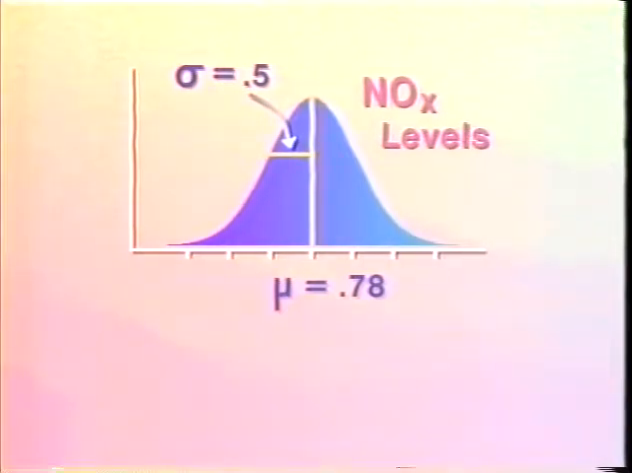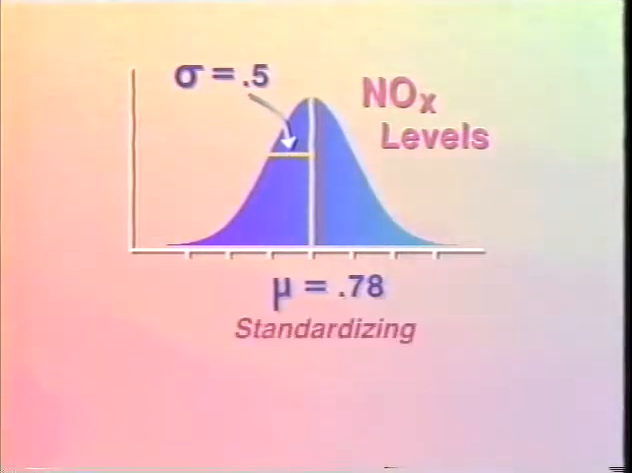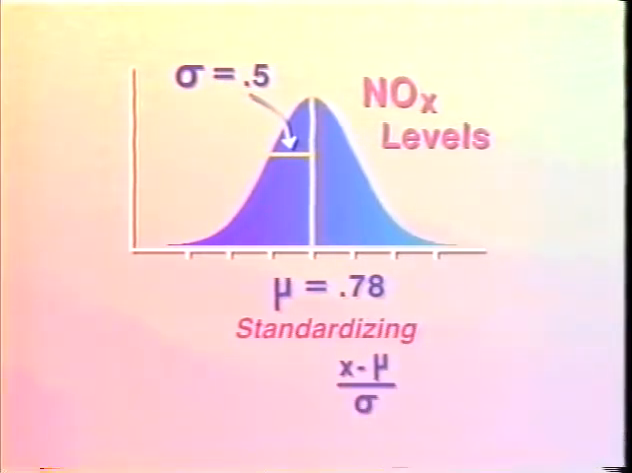Now, areas under this curve show us the percentage of observations falling in a given range. We're now going to see how to find these percentages exactly by standardizing. This means describing the measurements in terms of standard deviations away from the mean. We standardize our measurements by taking each value x, subtracting the mean, mu, and dividing by the standard deviation, sigma. The result is the standardized measurement, which we call Z.